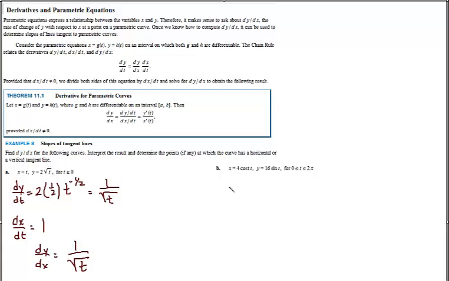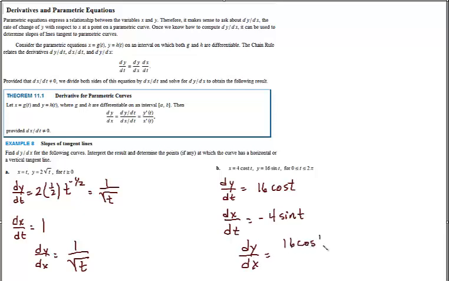Same game I'm going to play here. I need to know dy over dt, and that is going to be 16 cosine t. Dx over dt is going to be equal to negative 4 sine t. If I want to know dy over dx, that's just going to be 16 cosine t over minus 4 sine t. And this gives me negative 4 cotangent t.